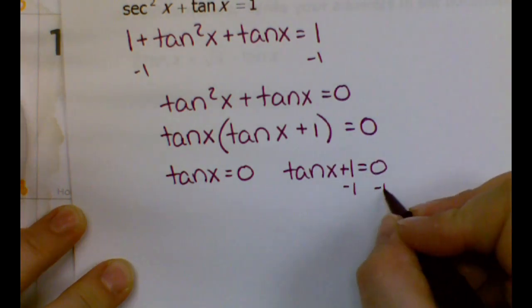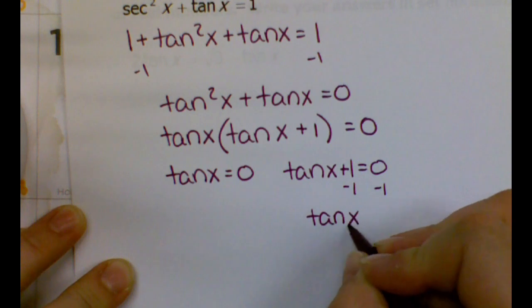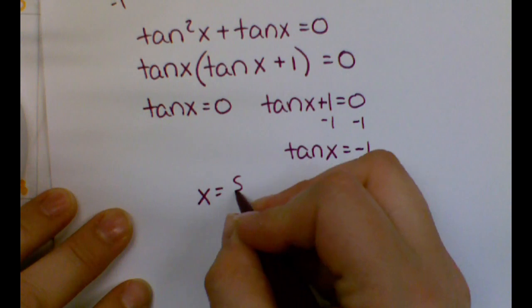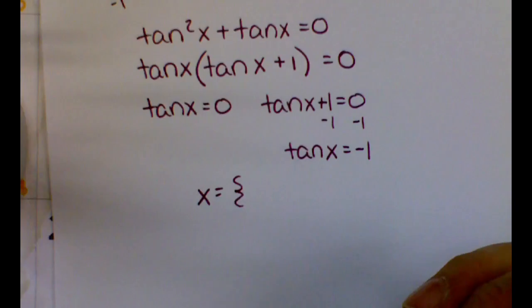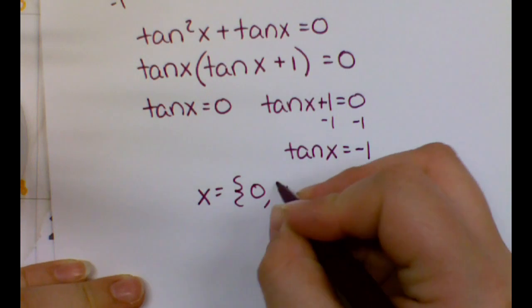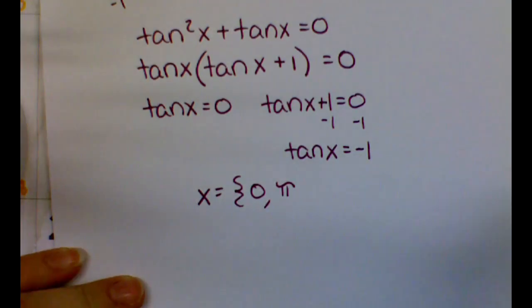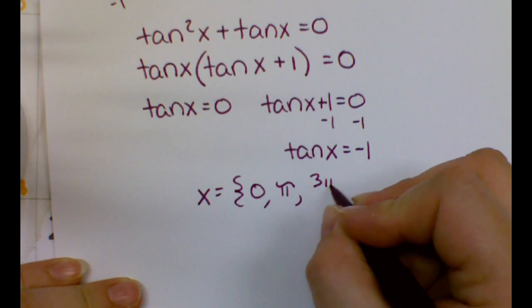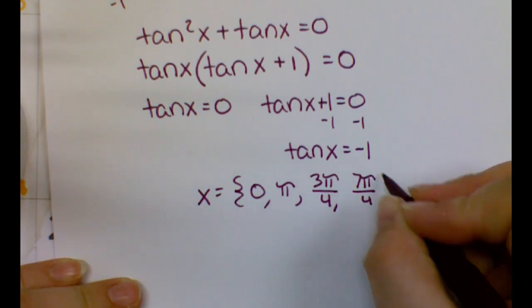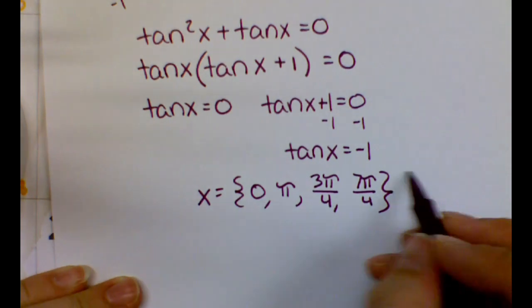This side we have to subtract the 1. Tangent of x equals -1. So my answer is between 0 and 2 pi. Where is the tangent 0? Well, tangent's always y over x, so that's 0 and pi. Where's tangent -1? That's 3 pi over 4 and 7 pi over 4. There's our answer.